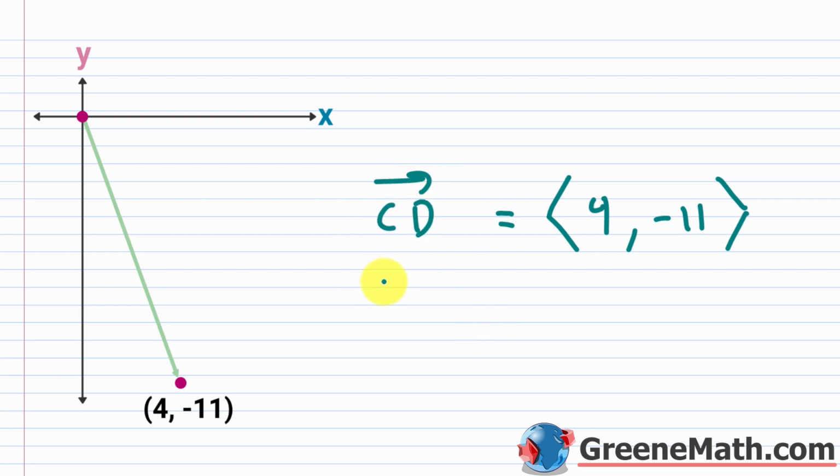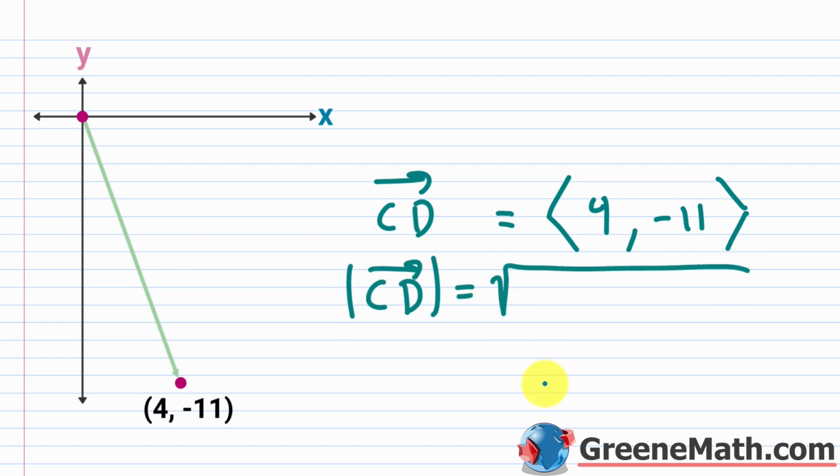So the first thing is I just want to find the magnitude of this guy. And this is going to be the principal square root of, you're going to take this horizontal component, which is 4, and you're going to square that, so that's 16. And then plus you're going to take this vertical component, which is -11, and you're going to square that. So -11 squared is 121. So 16 plus 121, that's going to be 137.